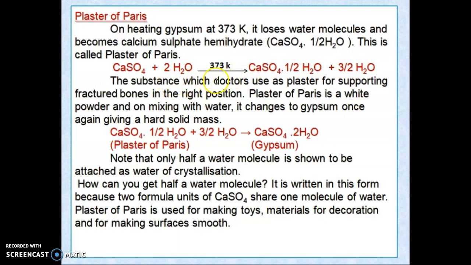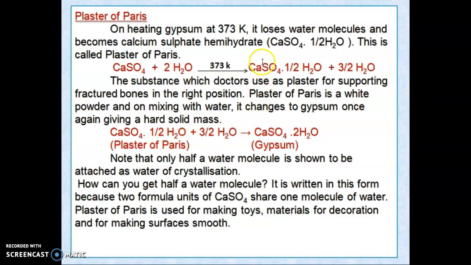This is the substance which doctors use as a plaster for supporting a fractured bone in the right position. Plaster of Paris is a white powder, and on mixing with water it changes into gypsum, once again giving a hard solid mass. So CaSO4·½H2O plus 3/2 H2O gives CaSO4·2H2O. So plaster of Paris, when mixed with water, again gives gypsum.